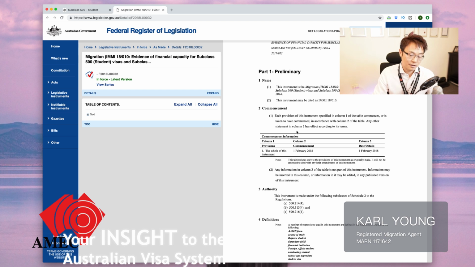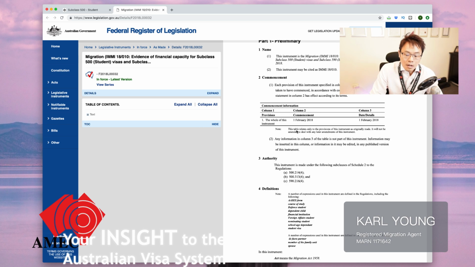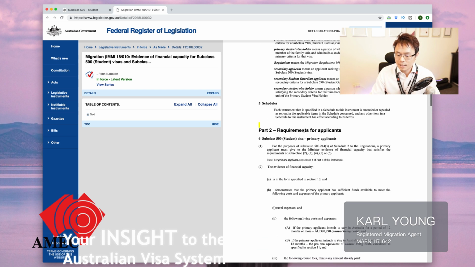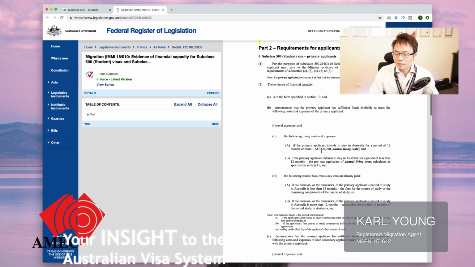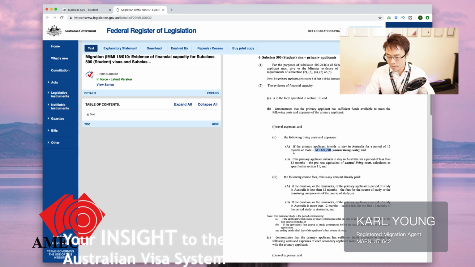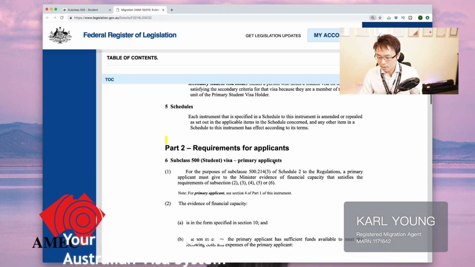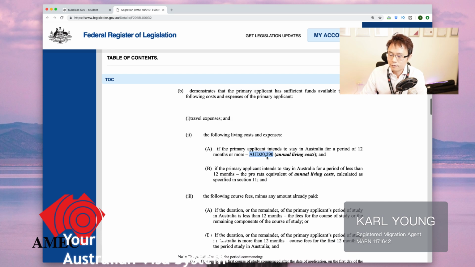We haven't seen anything in 2019, so I suspect they are not going to do anything this year. What they have done is increase the sufficient fund to be shown to, you see the highlighted part, maybe I need to magnify it a little bit bigger. Here we go, it's big enough. $20,290. So now what does that mean?